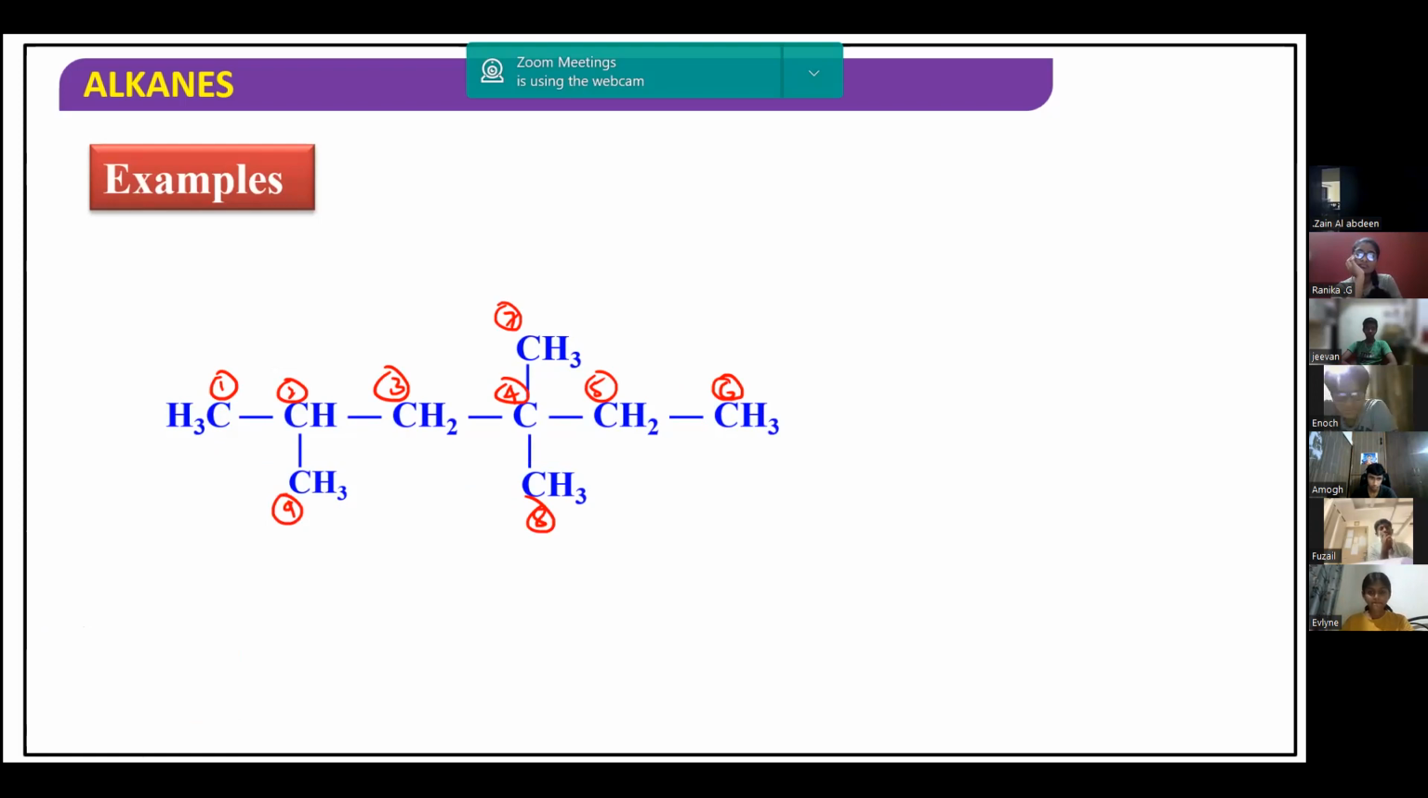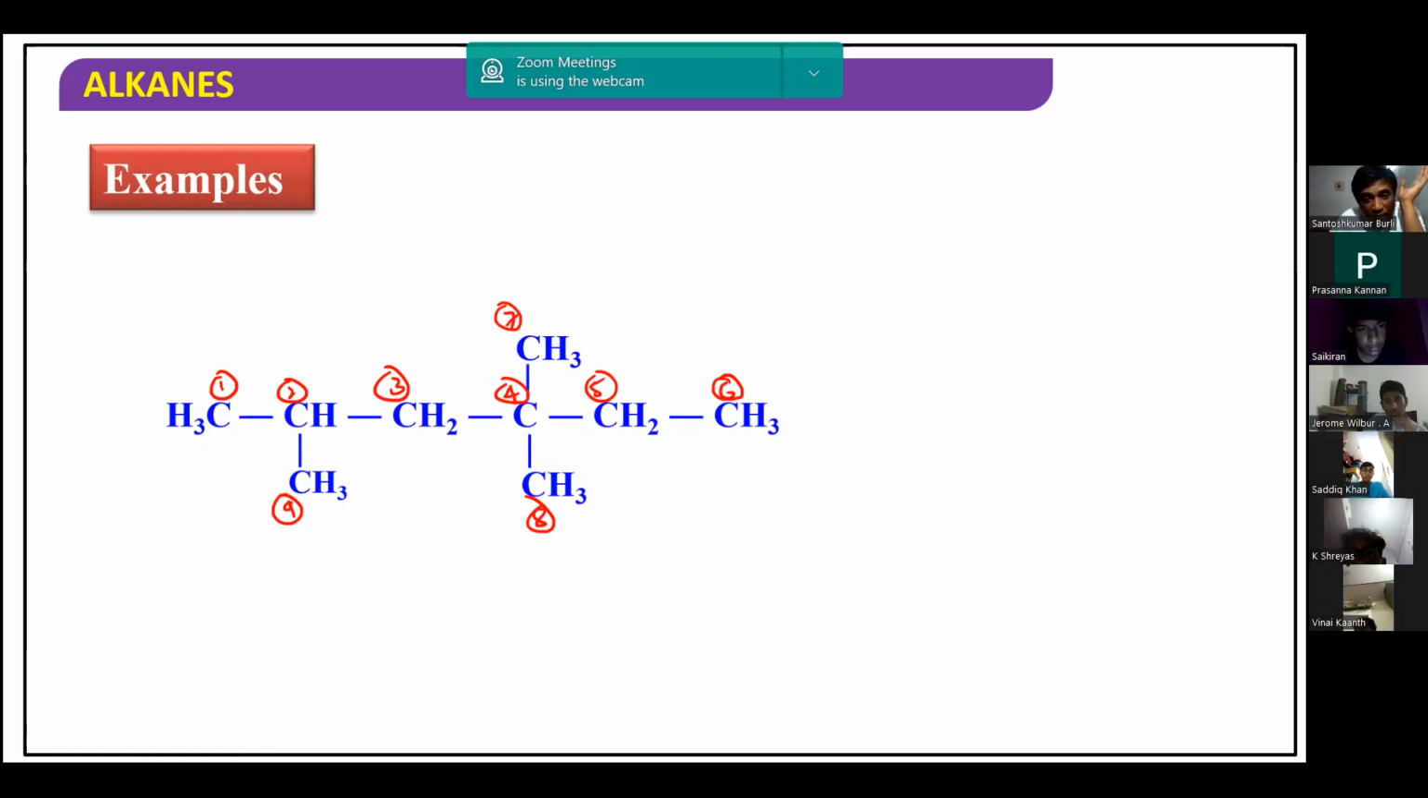So can you tell me what is the first carbon atom, primary or secondary or tertiary? What is that type of carbon atom? First carbon atom. Primary. 7th carbon atom. Primary. 6th one. Primary. 8th one. Primary. 9th one. Primary. So all these are primary.